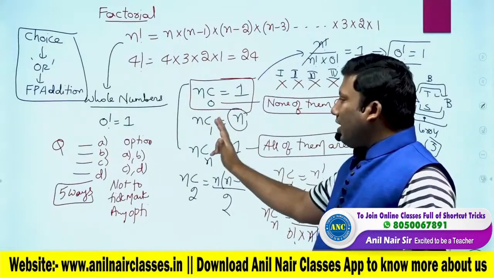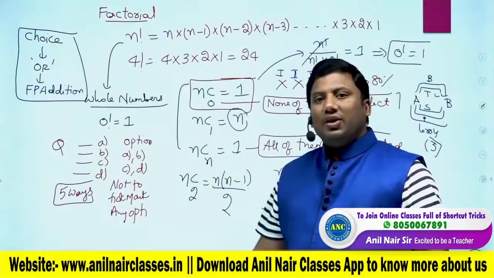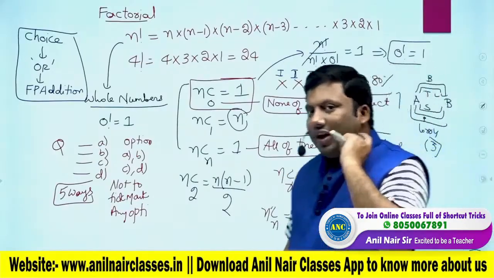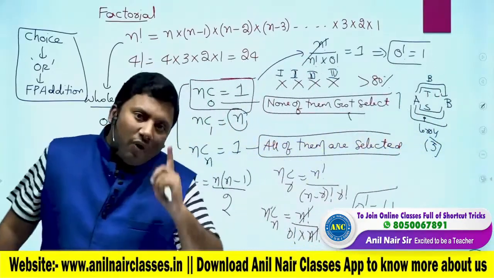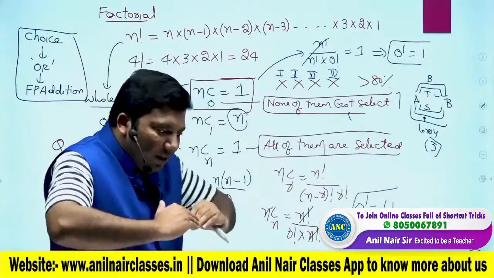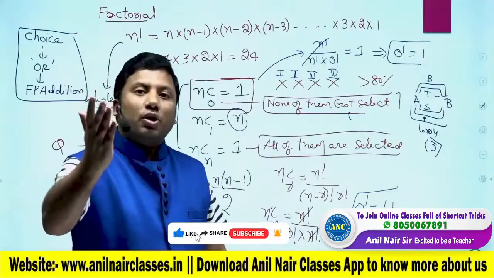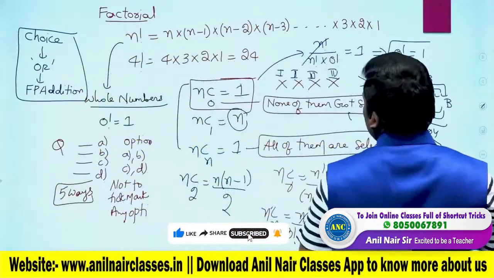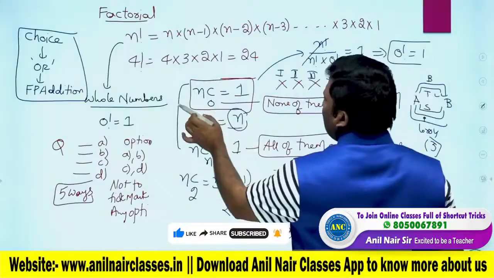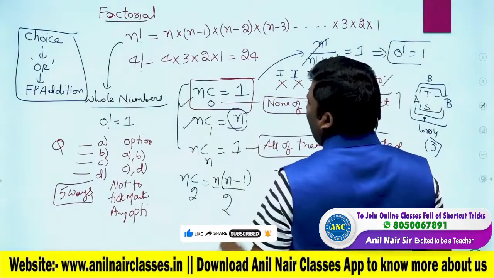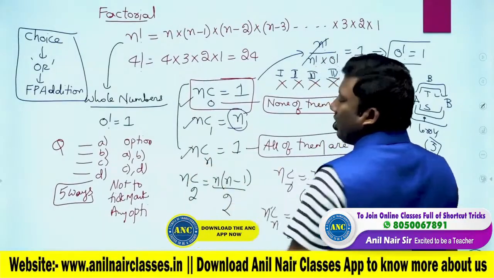nC0 is 1. nC1 is defined as n. Why do we get n? I am selecting 1 out of n. That one could be the first one, or second one, or third one, or fourth one, or it could be the nth one. So nC1 is equivalent to n. nC0 is equivalent to 1, nC1 is equivalent to n, nCn is equivalent to 1.